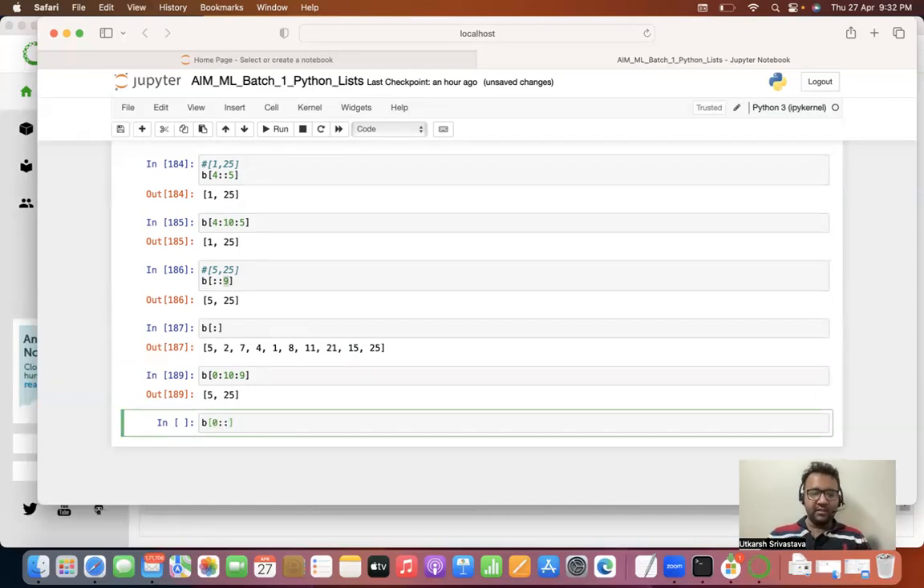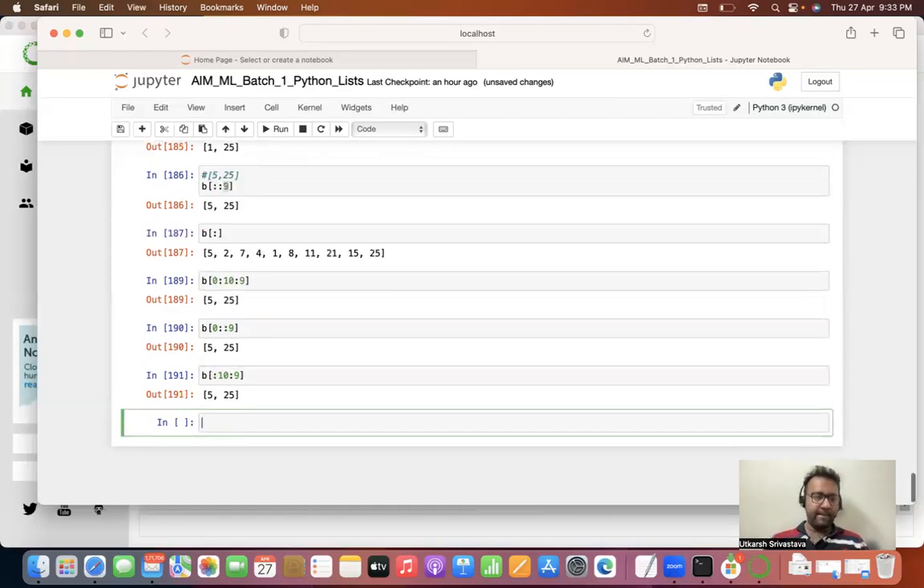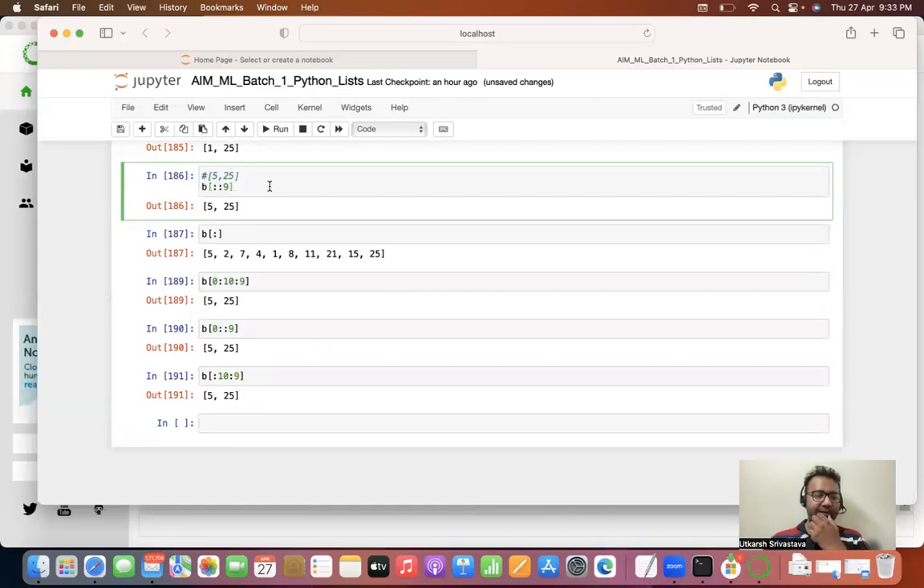It can be 0 colon blank 9, or it can be other variations. So there are four different answers. But the standard procedure is the above one, B colon colon 9, or you can say double colon 9. All right, so this is what it is.